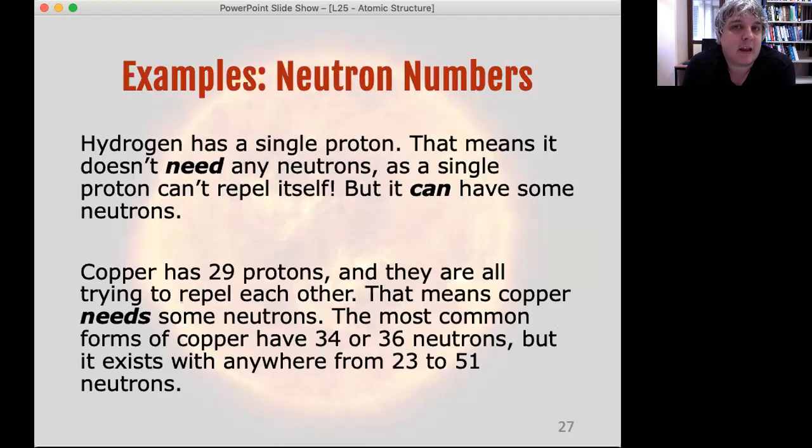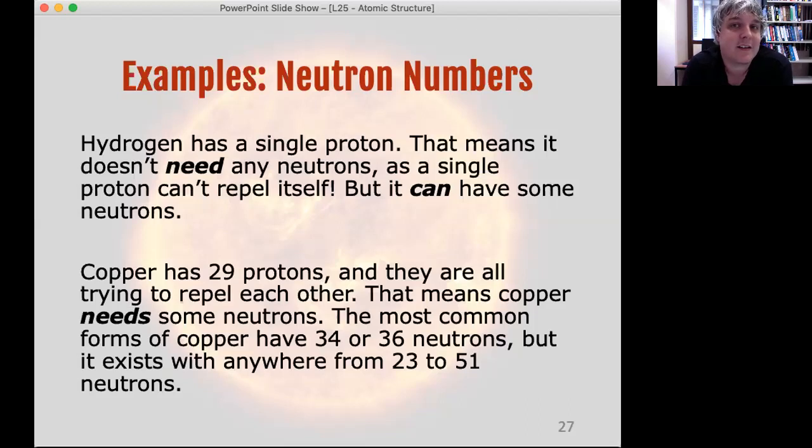It can have any number of neutrons as long as it's got enough to glue them together and not so much that it becomes radioactive, as we're going to talk about in the next lesson. And so what happens is that anywhere around 34 to 36 neutrons is ideal for copper. 34 and 36 are the most common ones. In fact, they're the ones that we find naturally occurring. But it can exist with anywhere from 23 up to 51 neutrons.